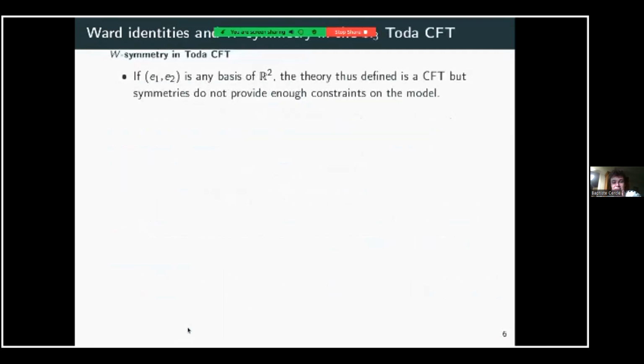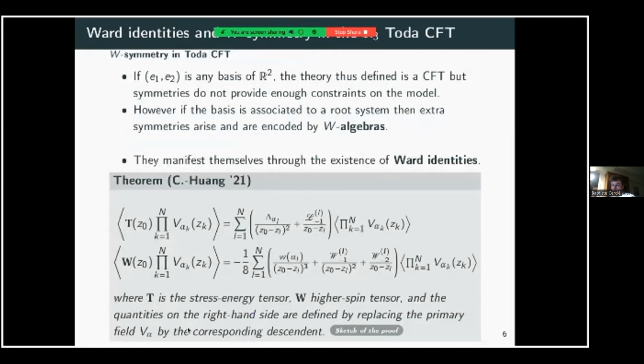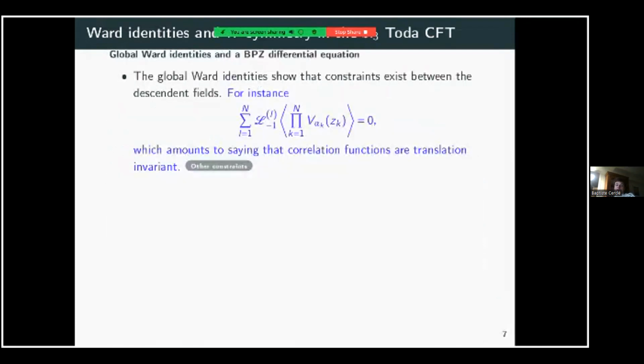Anyway, having proved the Ward identities is the first step toward integrability of the theory, in that we now have a confirmation that the model has the desired symmetries. But starting from these local Ward identities, we can also derive global Ward identities. And these global Ward identities show that there actually exist constraints between the descendant fields. The simplest of these constraints is the following: the sum of the L-1 descendants is equal to 0.